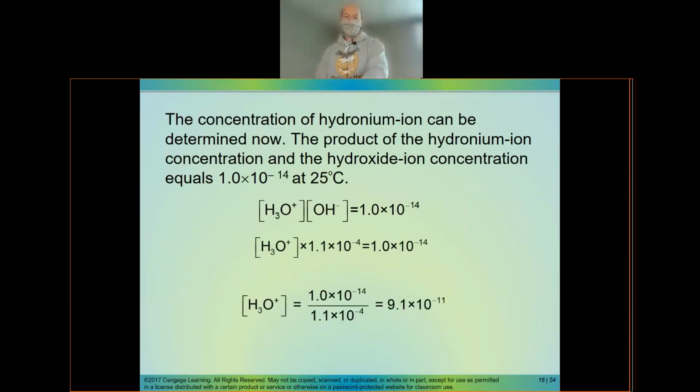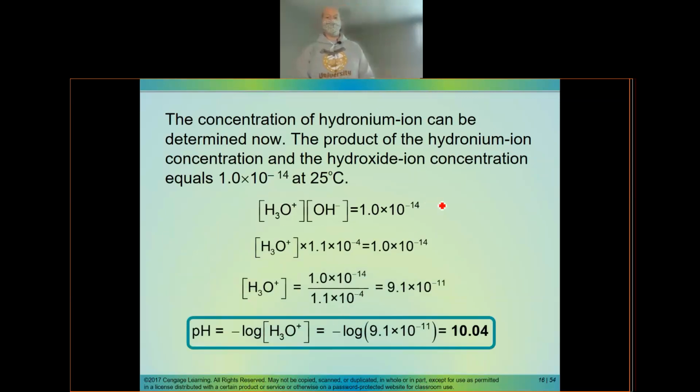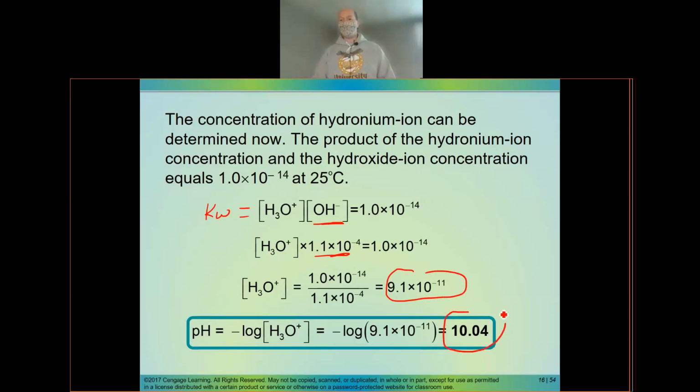Once you have your 1.1 times 10 to the minus 4 for your OH, you can plug it into your Kw, calculate your concentration of H3O plus, which is what we got, 9.1 times 10 to the minus 11, negative log of 9.1 times 10 to the minus 11. Again, your pH is 10.04 for that weak base.